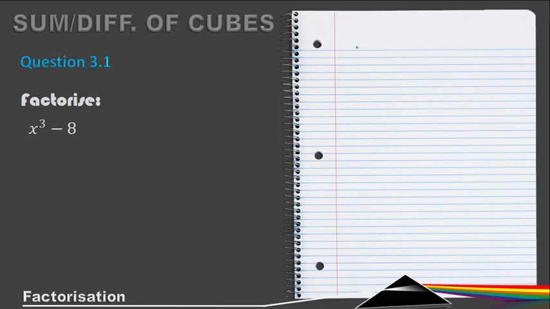Now for question 3.1, I'm just going to write my x cubed minus 8 over here. So my first bracket, the cube root of x cubed, that's just x, then the same sign, and then the cube root of 8 is 2. So for my second bracket, I square the x, so that's x squared. The opposite sign is a plus, multiplying together gives 2x, always a plus, and square the last one is 4.